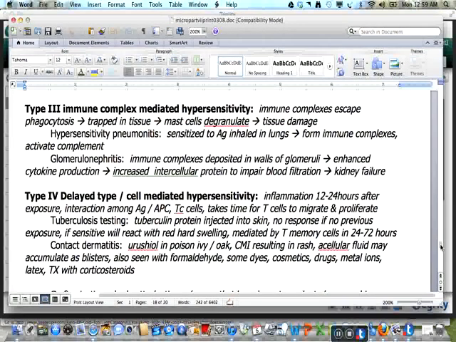In type 3 immune complex-mediated hypersensitivity, the immune complexes escape phagocytosis and become trapped in the tissue. This causes mast cells to degranulate, resulting in tissue damage. This occurs with hypersensitivity pneumonitis. A sensitized antigen is inhaled into the lungs. This forms immune complexes and activates complement. In glomerular nephritis, the immune complexes deposit in the walls of the glomeruli, causing enhanced cytokine production. The increased intracellular protein impairs blood filtration, leading to kidney failure.